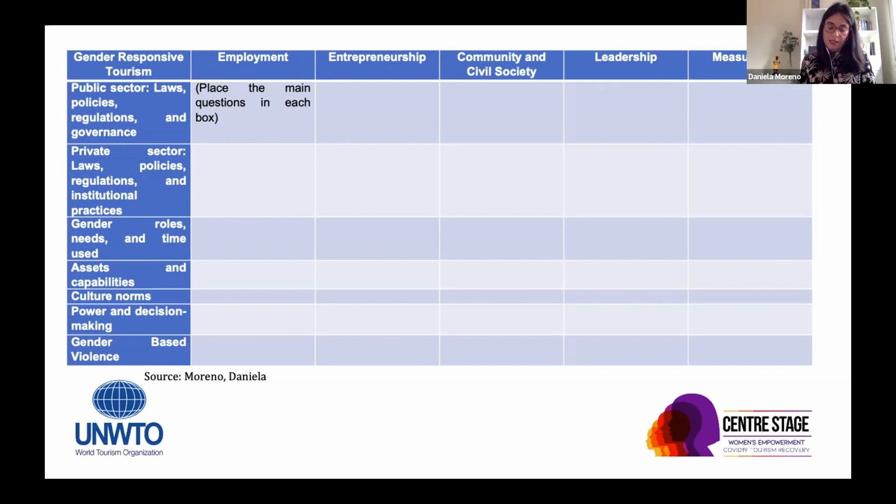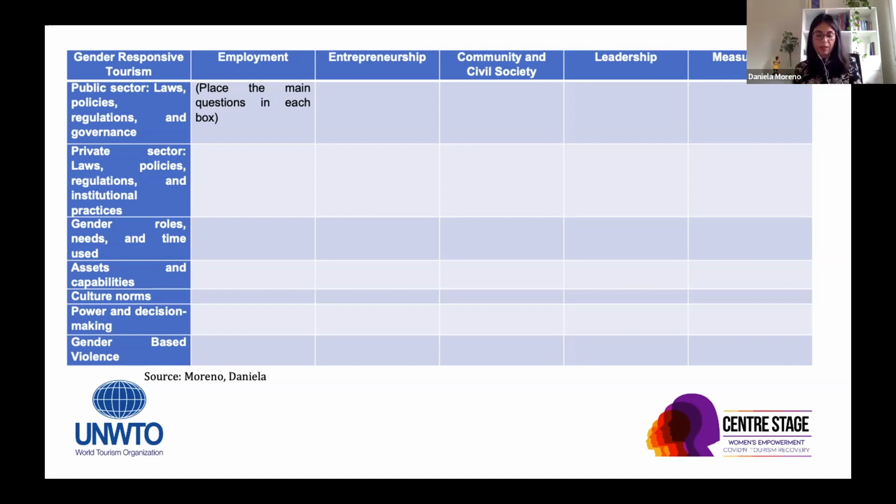So let's learn the second one. As a second one, we have the underlying causes. This is quite linked to services or harmful beliefs. So as a question, for example, we can ask how is the quality of the infrastructure when providing safe and better working conditions to women in tourism?